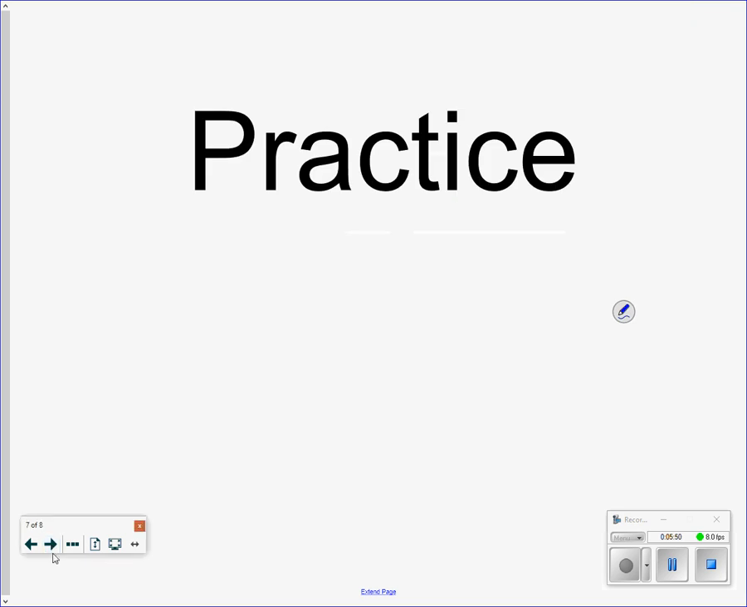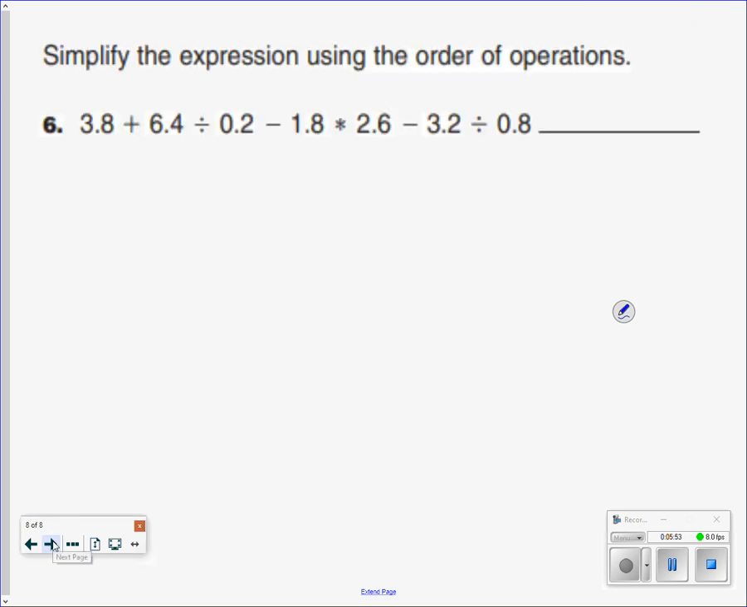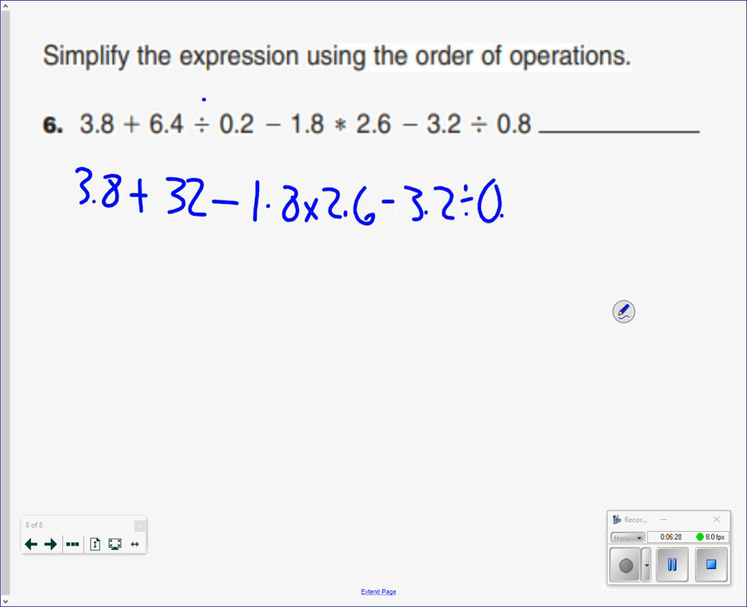Got some practice here. Take a look at this practice problem, okay? We have order of operations. We're doing please excuse my dear Aunt Sally. So there's no parentheses. There are no exponents. Moving into multiplication and division. So we have a division problem right here. So we'll do 3.8 plus 6.4 divided by 2, which would be the same thing as saying 64 divided by 2. So that is 32 minus 1.8 times 2.6 minus 3.2 divided by 0.8.